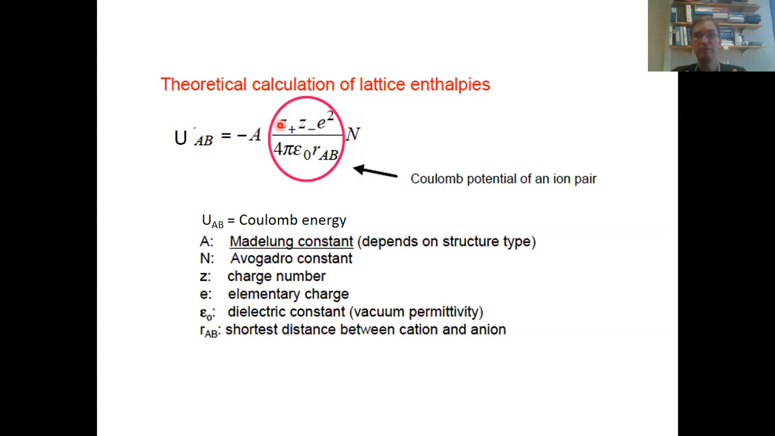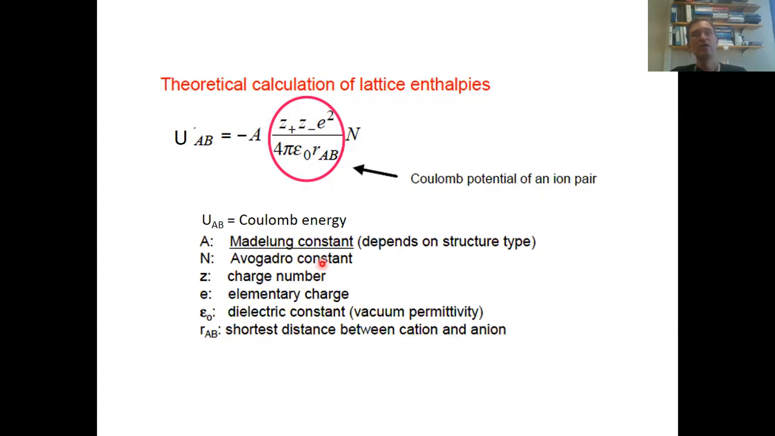Then the term for the Coulomb interactions between a pair of a cation and an anion is given by this term here, because it's the Coulomb potential for an ion pair. It's just the charge of the cation times the charge of the anion times the elementary charge squared over 4 pi times the dielectric constant of the vacuum times the shortest distance, RAB, between the cation and the anion.